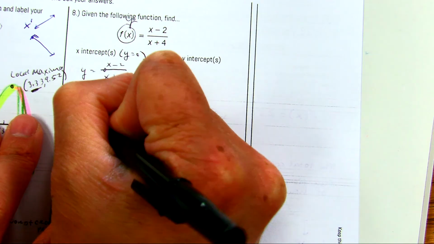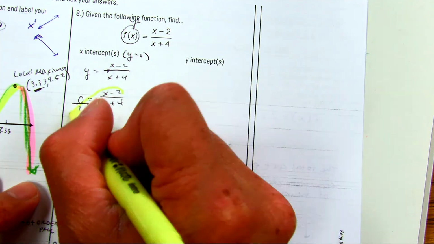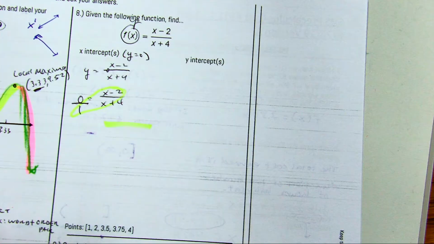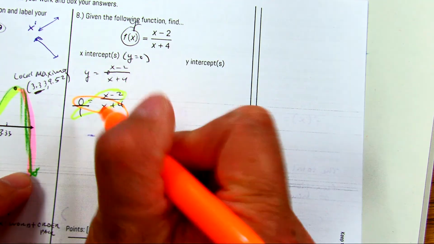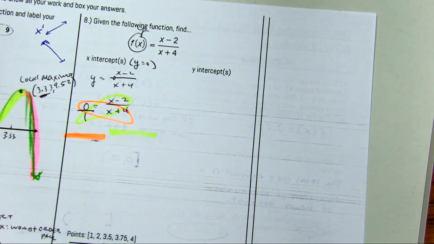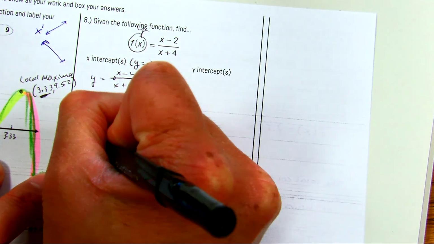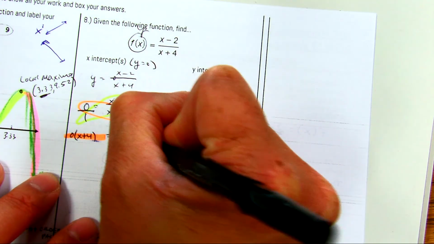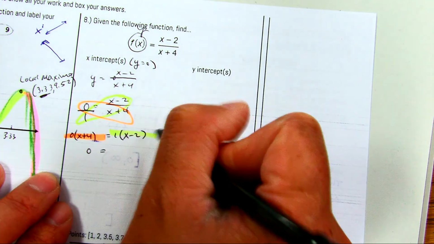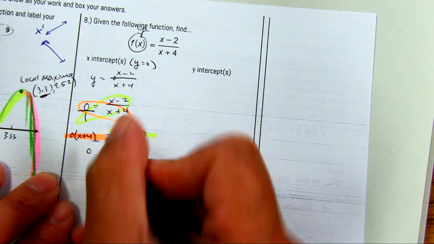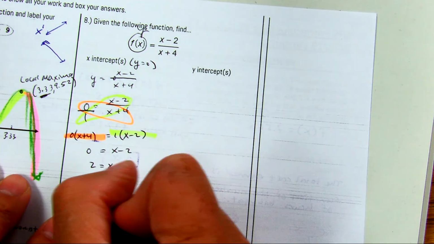And then you're going to cross multiply here. See if I can show that to you. It's this side. And then you're going to cross multiply these two. That's this side. 0 times quantity x plus 4. And 1 times x minus 2. 0 times anything is 0. And then 1, you don't need it, so it's just x minus 2. Add 2 to both sides, and you'll get x equals 2. So the ordered pair there is 2, 0.